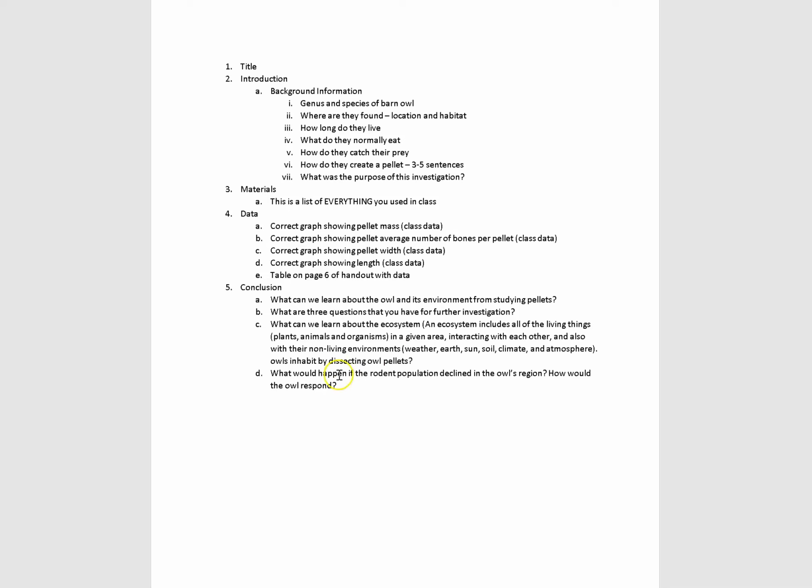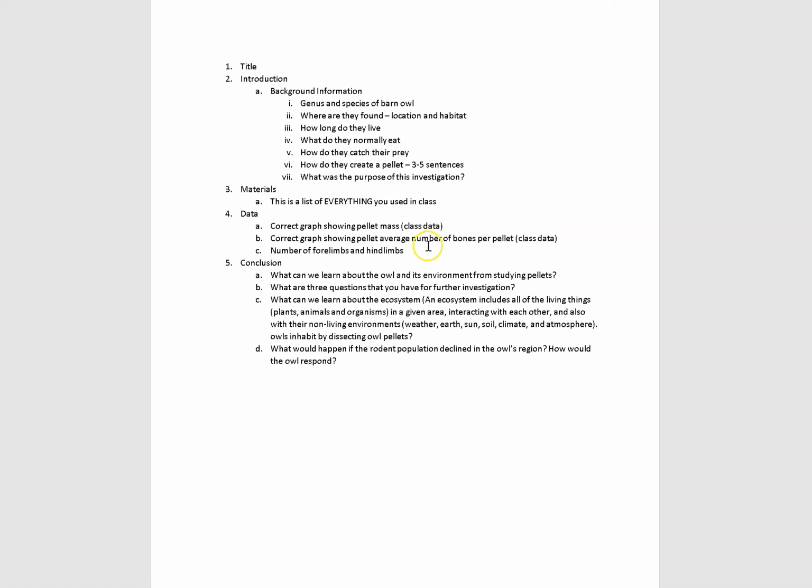And then finally, what would happen? A lot of us had rodents in our owl pellets. What would happen if the rodent population declined in the owl's region? How would the owl respond? Remember, living things respond, living things adapt. So what would happen? If their major food source is rodents, what would they do? This is for you to think about.